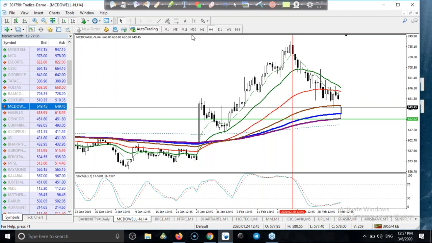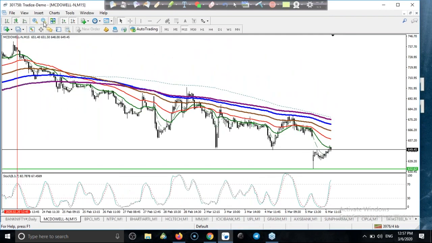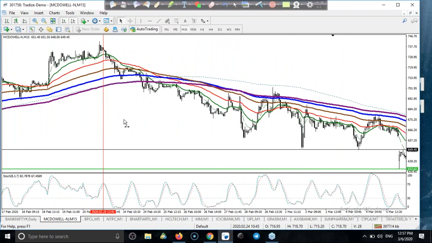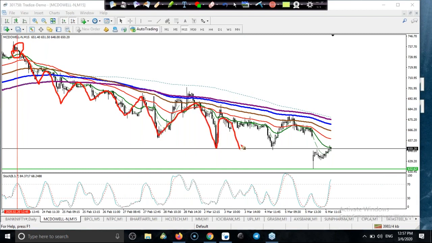Where was that area? Let me show you. Yeah, in a 15 minute chart from this area, it is running in a downtrend. From this area, I drew this vertical line. All right. From this area, they're getting lower low, lower high, lower low, lower high, and bouncing from moving averages. Now, the question is, can I go for sell again here?